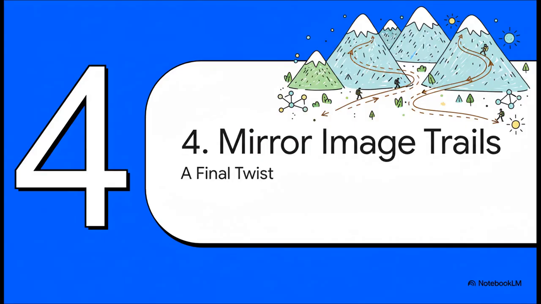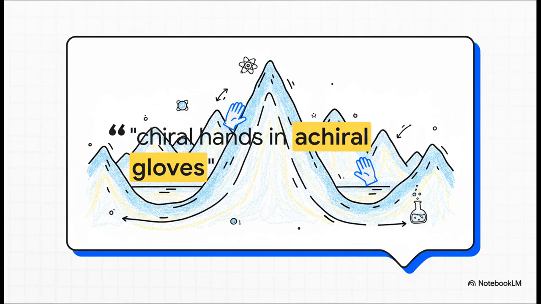All right, let's get to our final and honestly really fascinating twist on this whole path idea. We've seen what happens when you have to choose between two different paths. But what happens when the path itself leads you to a choice between two destinations that are, well, perfect mirror images of each other? And the best analogy for this is your hands.